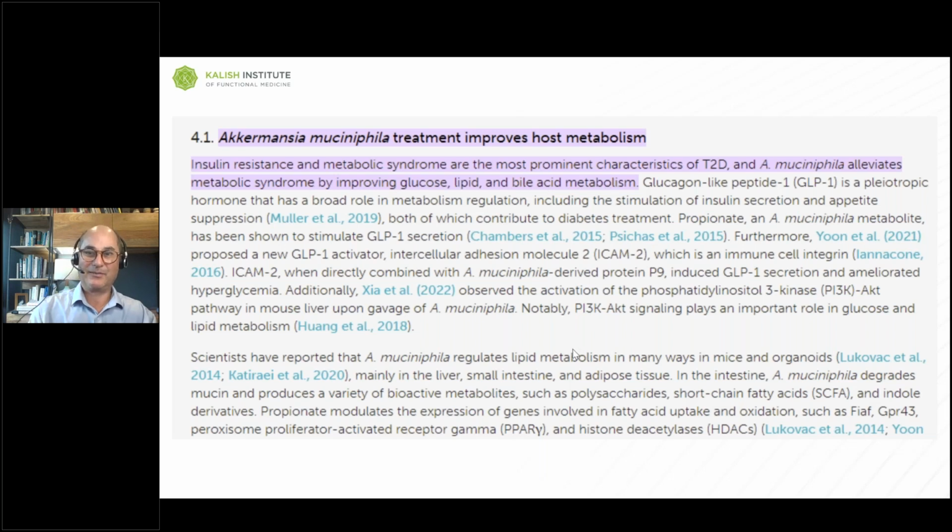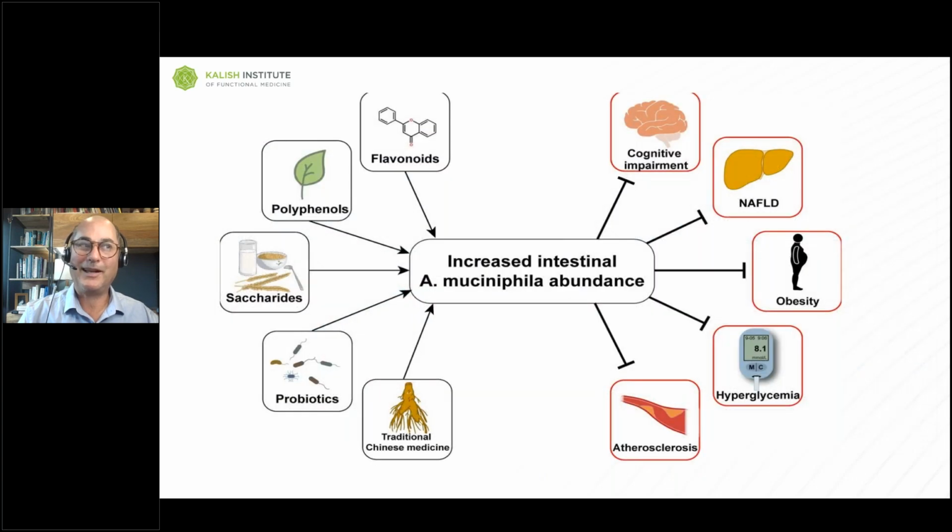And then they go into all the mechanisms for why that happens. Akkermansia muciniphila treatment improves host metabolism. What is Akkermansia muciniphila treatment? Prebiotics like fiber and polyphenols. And here's another little schematic of all the things that go into Akkermansia. But all the bad stuff here, right? If your Akkermansia is messed up: cognitive impairment, problems with your liver and fat, obesity, hyperglycemia, atherosclerosis. It's like all the bad things that happen to people. Your brain going, your liver going, getting fat, having sugar cravings all the time, and then your heart blowing out on you. This is all the bad stuff.